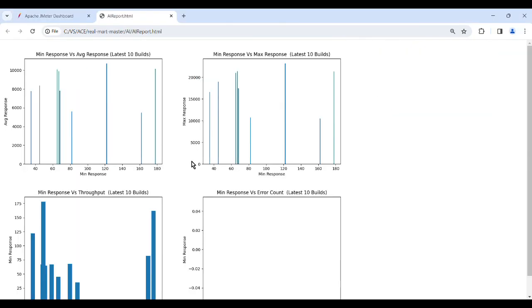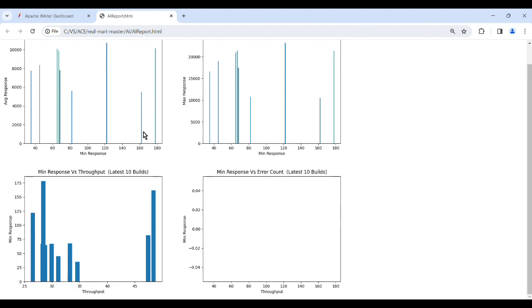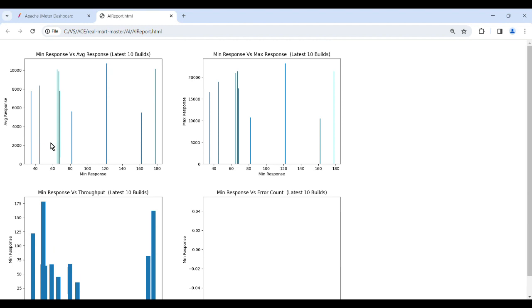So here we are generating four types of graphs. One is min response time versus average response time. Another is min response time versus max response time. Min response time versus throughput. Min response time versus error count. Since there are no errors, this is blank, but if errors are there, it is good to have this graph. For the last 10 iterations, what was the average response time?